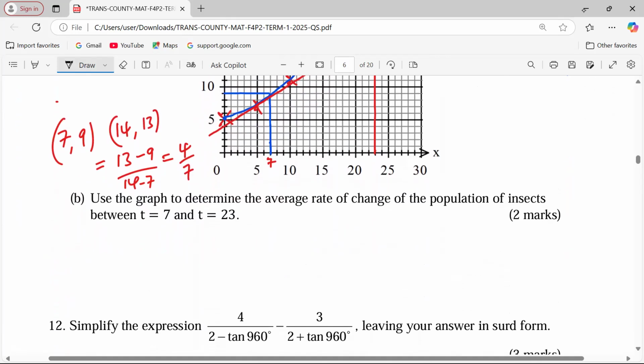So the average rate is going to be, when we take the two rates and divide them by 2. The rate at 7 is 4 over 7. The rate at 23 is 2. So the average rate means the two rates divided by 2. This will give us 1 and 2 over 7. So that is the average rate. That is it.